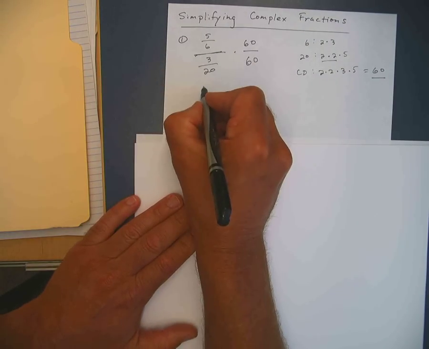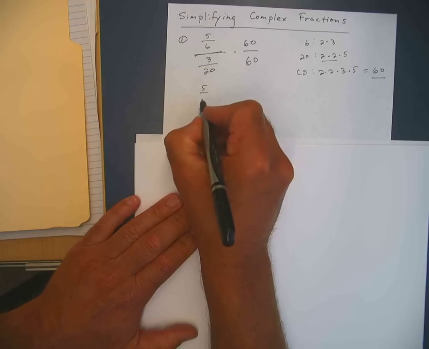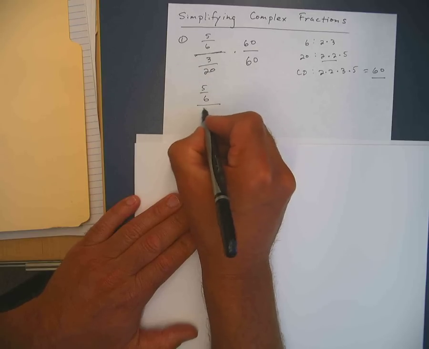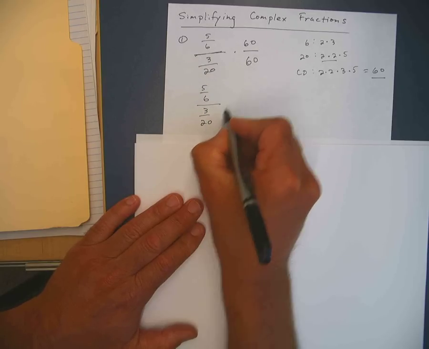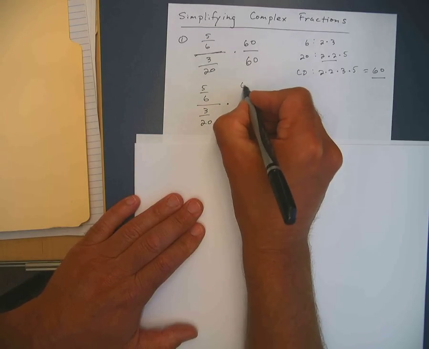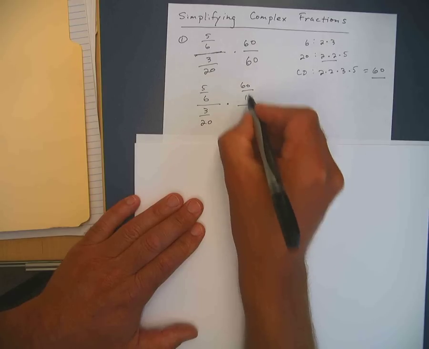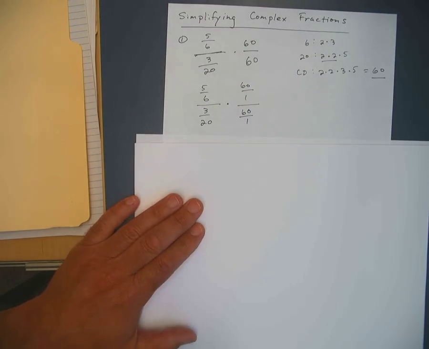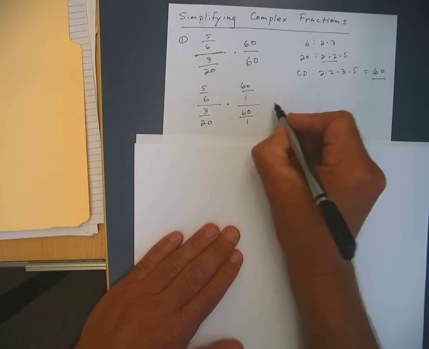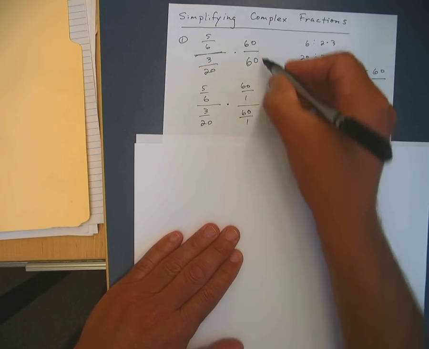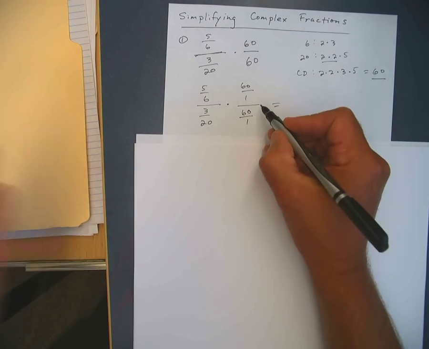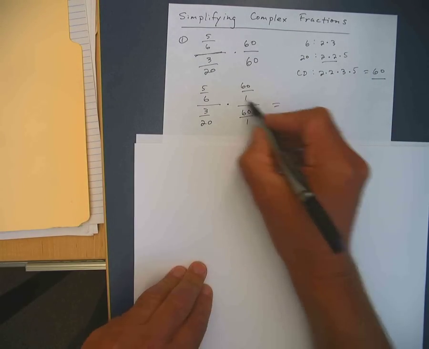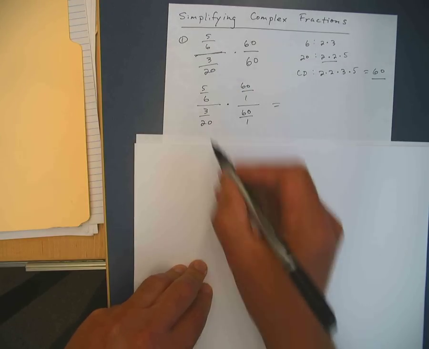Remember, when you multiply a fraction by a number like 60, it's the same as multiplying by 60 over 1, just so you can line up the numerators and denominators. Okay, and of course this is equal to 1. I'm just going to make it look different. I'm not actually changing the value of this complex fraction.